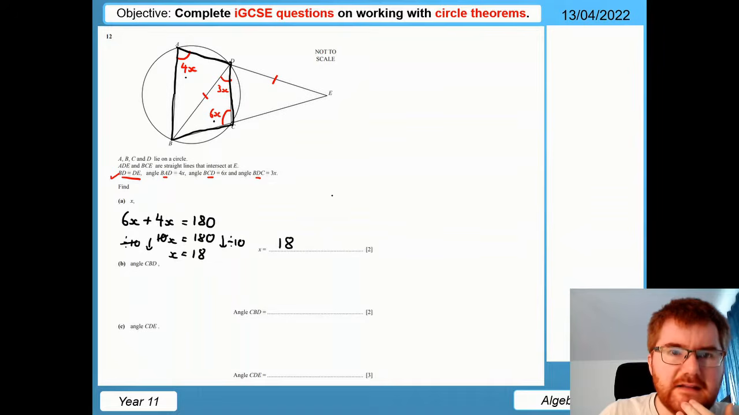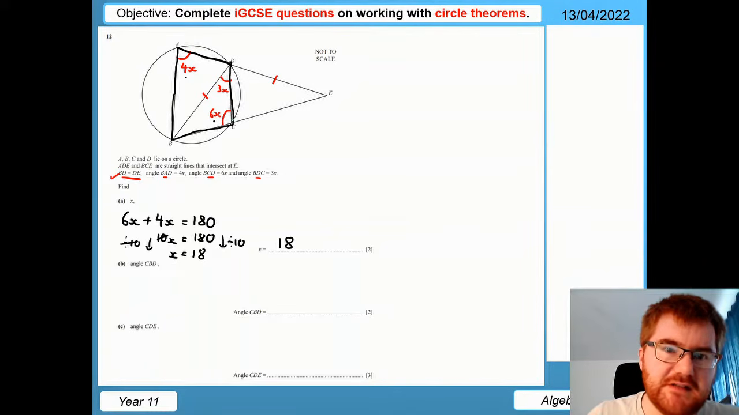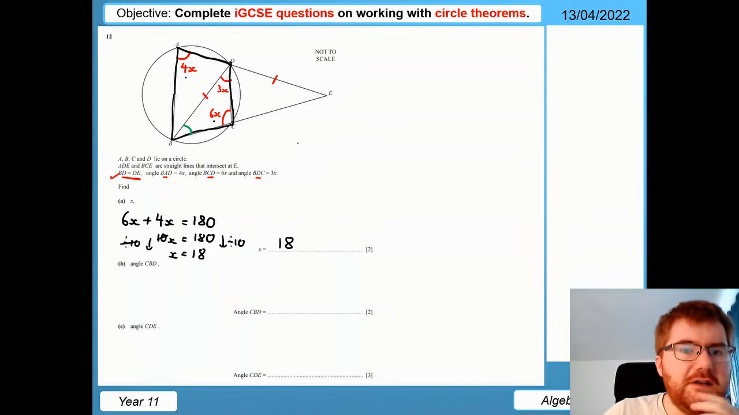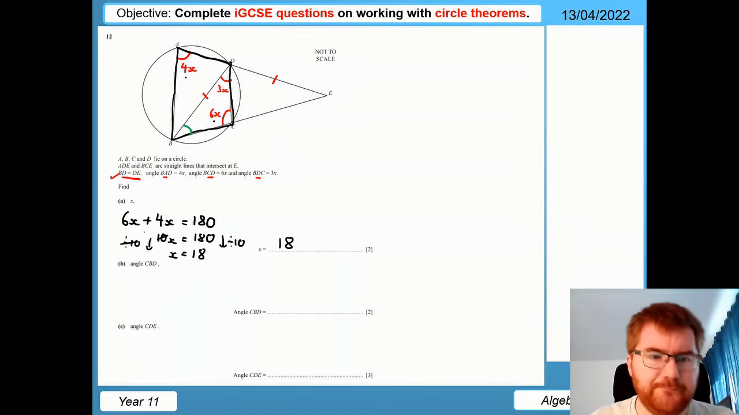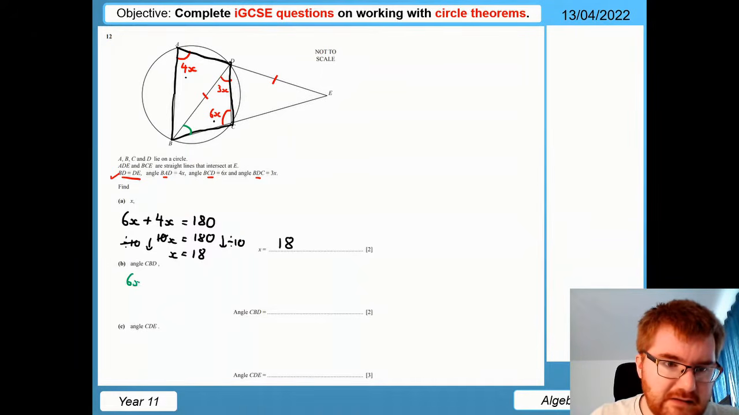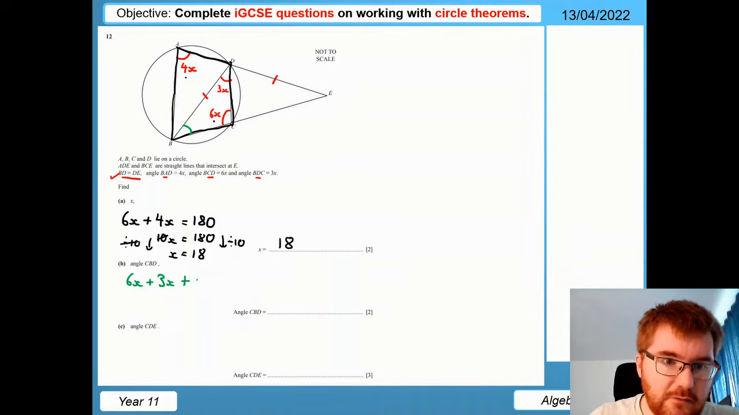And now we need to work out the angle CBD. Okay, so let's mark in that angle. Let's use a different color. Put this in green. So CBD, that's this angle here. And now I know what x is, so that's very, very useful. I think the most straightforward way here is that angles in a triangle add up to 180 degrees. So what I'm saying here is that 6x plus 3x, because I know this angle here, plus the angle CBD is equal to 180 degrees.